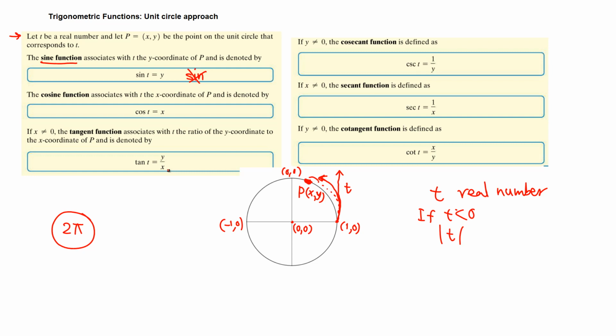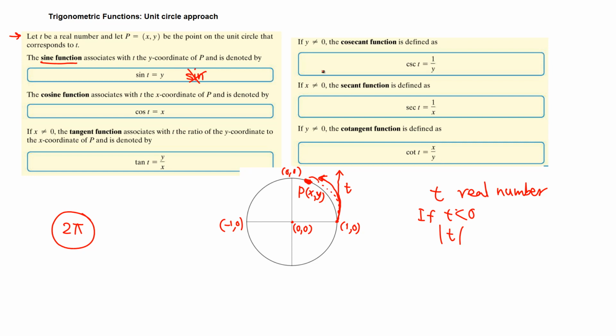If x is not equal to 0, then tangent of t is defined by the ratio y over x, and cosecant is defined by 1 over y if y is not equal to 0, because we cannot divide by 0, and the secant function is defined by 1 over x if x is not equal to 0, and cotangent is defined by x over y when y is not equal to 0.